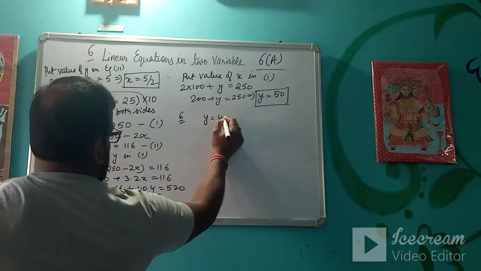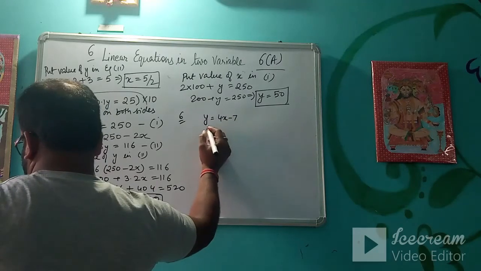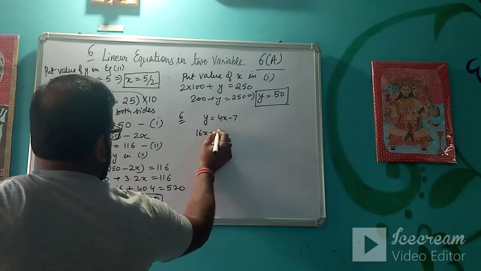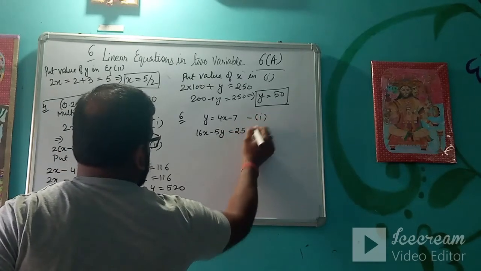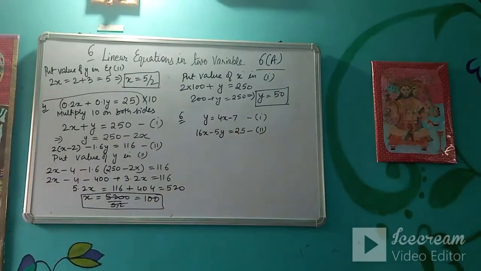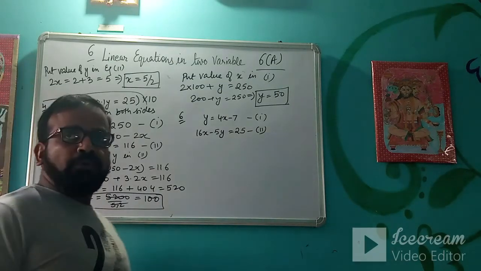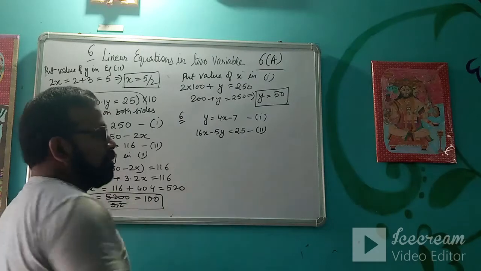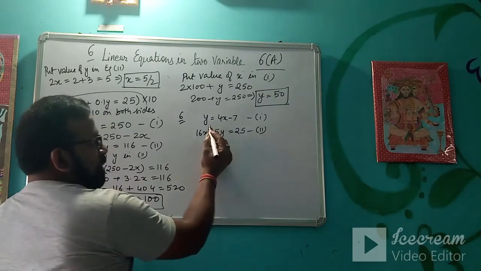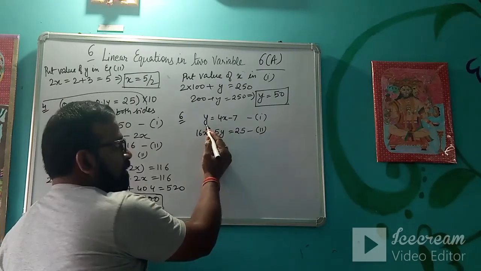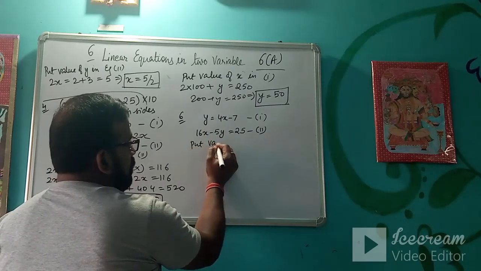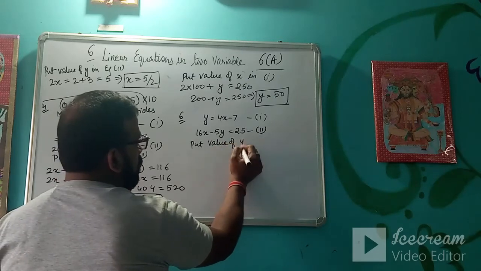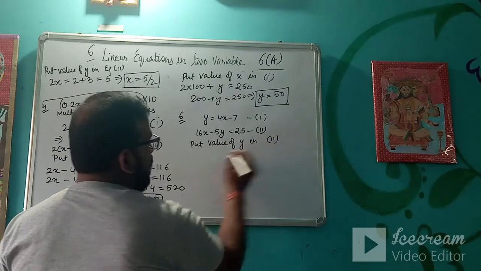Okay, let's see this question. 16x minus 5y equal to 25. This is first, this is second. So again what we are going to do, we will see those portions which have the coefficient as 1. So y here has the coefficient as 1. So I will put the value of y in the second equation.